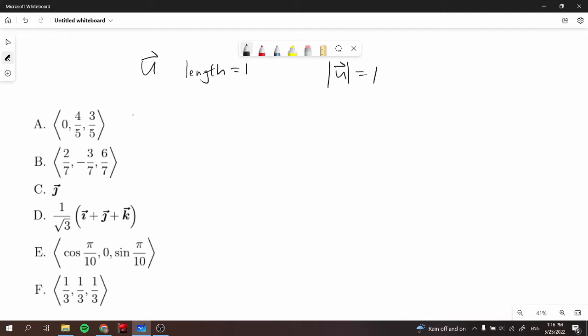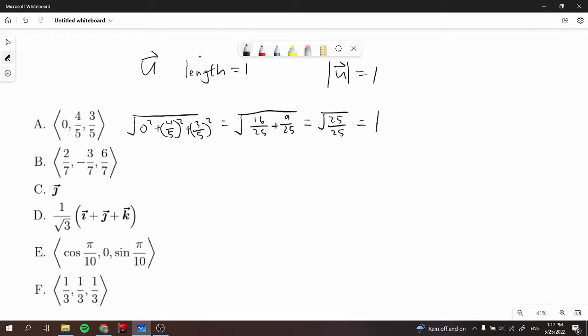So here, we have 0 squared plus 4/5 squared plus 3/5 squared, which will be 16 over 25 plus 9 over 25, which is 25 over 25, which equals 1. So this is indeed a unit vector.